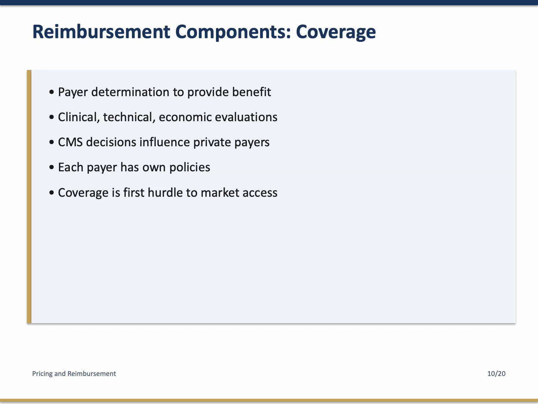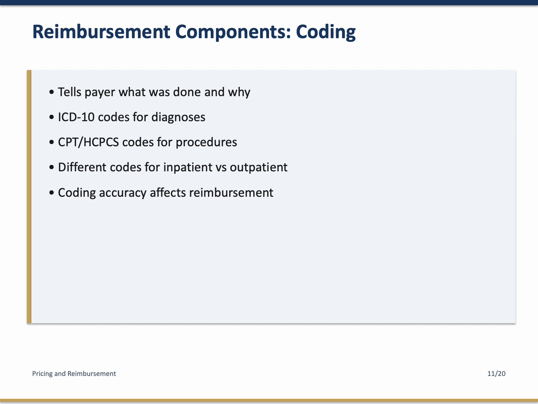Coverage represents the payer's determination to provide benefit for a specific product or service. It usually involves clinical, technical, and economic evaluations of an FDA-approved product or technology. CMS and Medicare decisions on coverage have significant influence over private payer decisions, though each payer has its own policies. Coverage determination is the first hurdle to market access. Without coverage, products cannot reach patients regardless of clinical merit. Coding tells the payer what was done, how it was done, and why, using standardized codes.